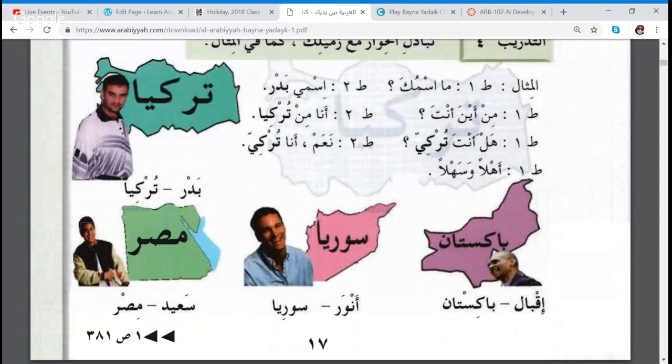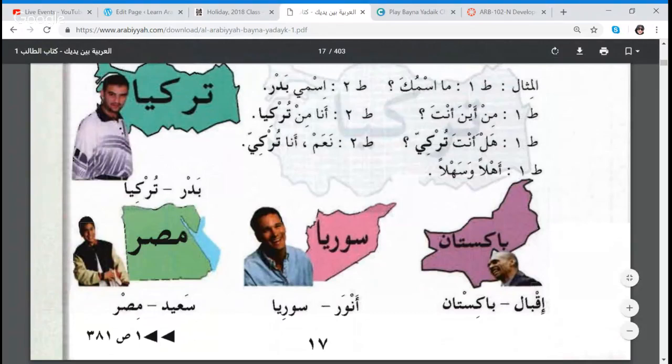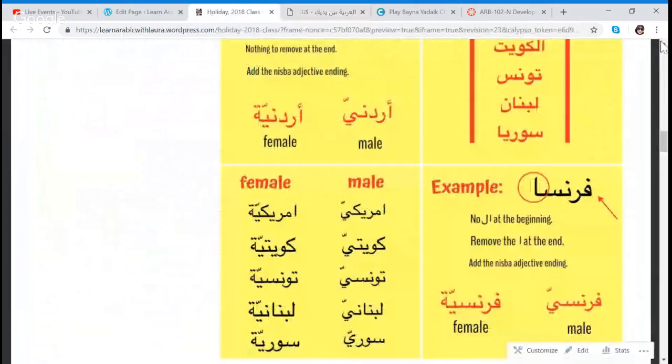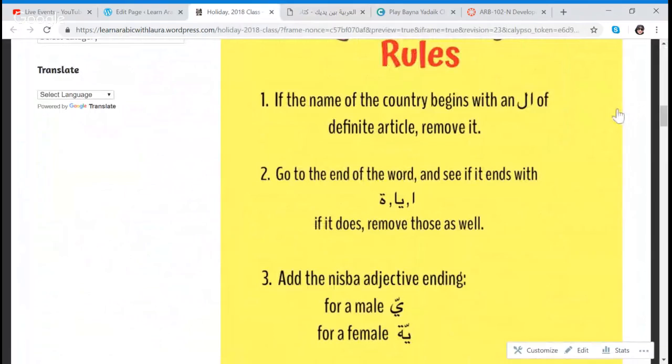So I'm going to skip back first before we do this exercise, so we can go over how to do that. Just a review from the video that I gave you yesterday. To change the country name into the nationality, you start with the name of the country and look at the beginning of the word.